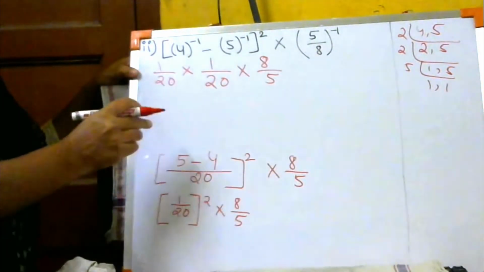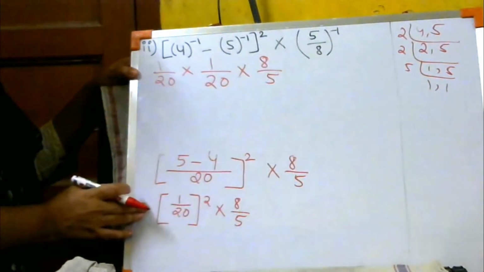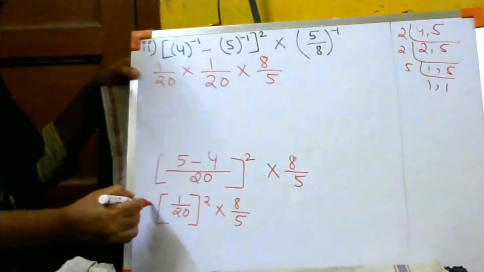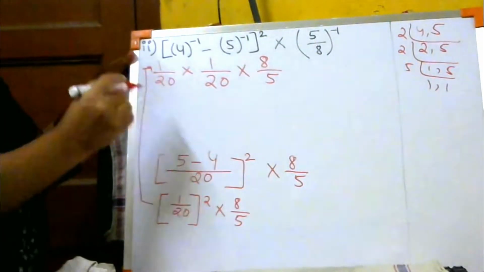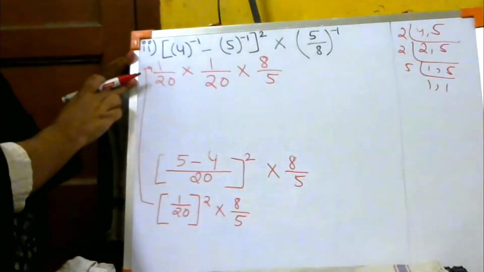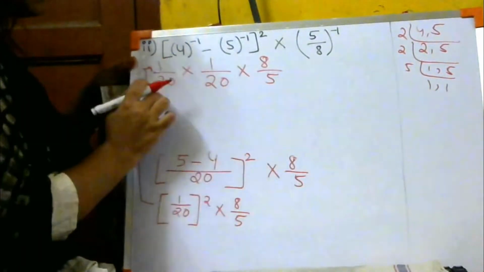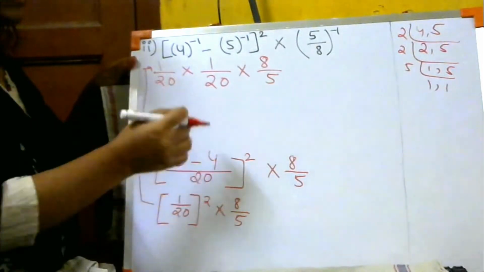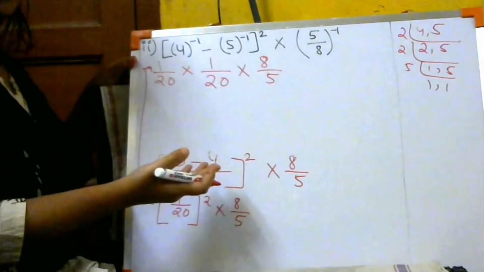Clear? So I hope you people are understanding. I am transferring this thing over here. I don't have space at the bottom, so I am doing this over here. I am putting an arrow so that you people understand. This is from here to here. Clear? Now, 1 by 20 into 1 by 20 into 8 by 5. Now you have to do reducing. See, the multiplication sign is in between. Now you can do reducing.